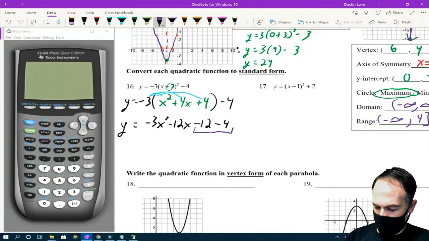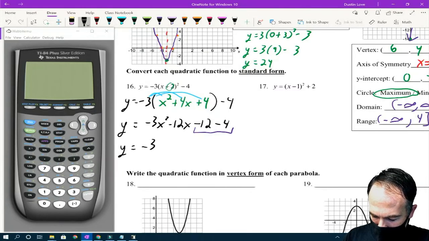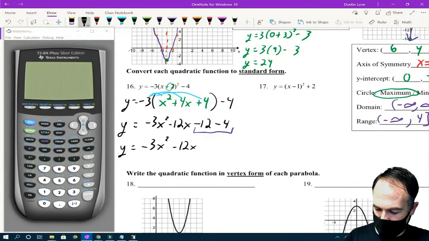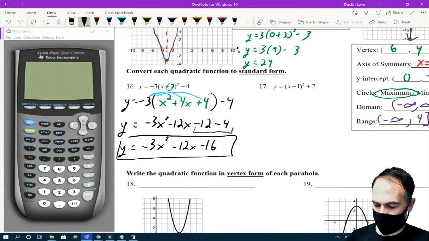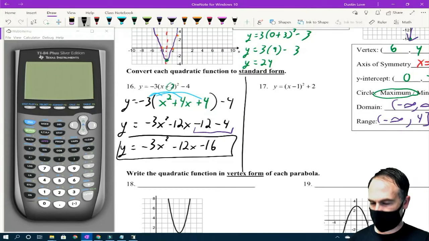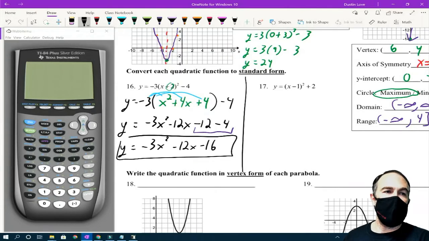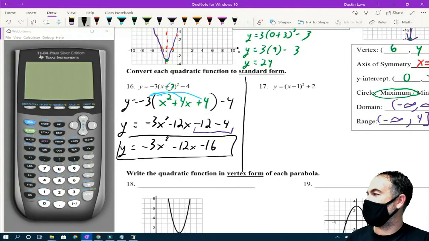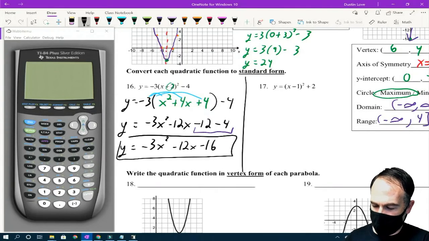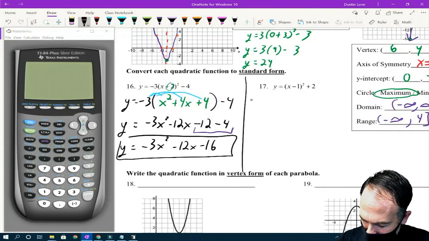And now combine your like terms. Negative 3x squared minus 12x. Negative 12 and negative 4 make negative 16. Okay, 17 is similar, except there's no distribution step, so this one will be one step faster.